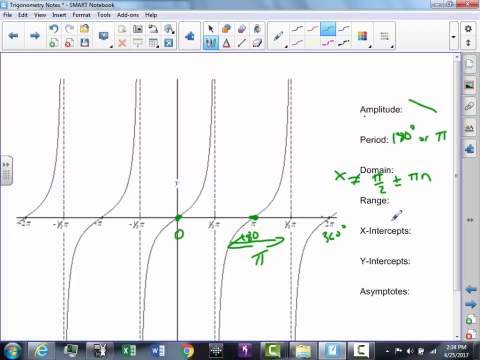Okay. What about your range? What sort of y values can't you have? Actually, you can have all y values. Look, this graph goes from negative infinity all the way up to positive infinity. So actually, your range for this graph is everything you want it to be.